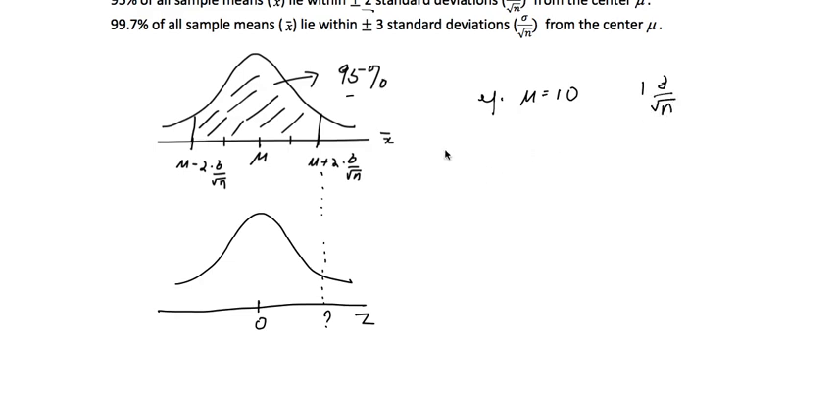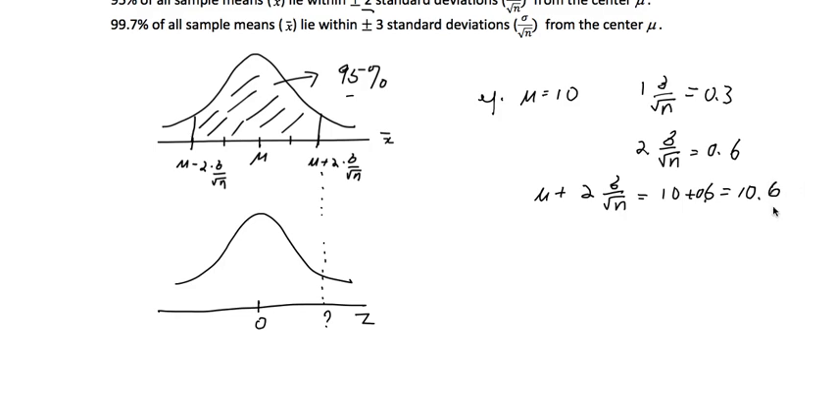So remember, we are dealing with sample means now. So 1 standard deviation means 1 sigma divided by square root of n. So let's assume this is 0.3. So 2 standard deviations is 0.6. Mu plus 2 standard deviations is 10 plus 0.6, I'm sorry, 10.6. So this is 10.6, and this is 10.